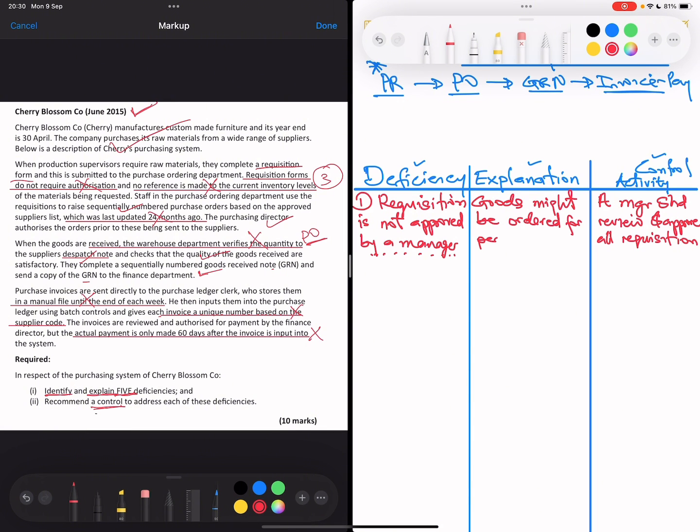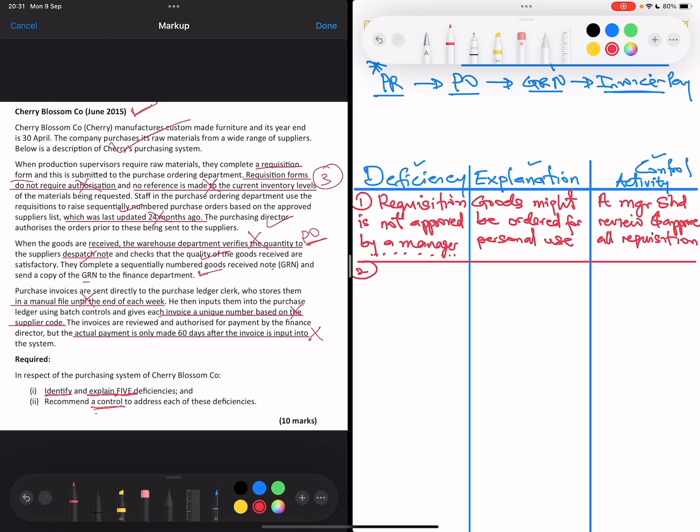For personal use, which means not for valid business purpose. Right. So remember, that is always your explanation. It's about why this is a deficiency. So requisition not approved by manager is a deficiency because goods might be ordered for personal use. And how to prevent that is to ensure that the manager reviews and approves all requisitions. Simple. That's one. The second one we identify is the fact that there's no reference to current level of inventory.